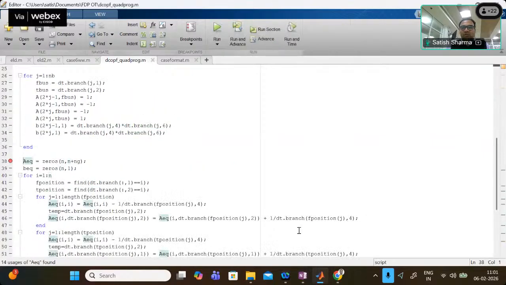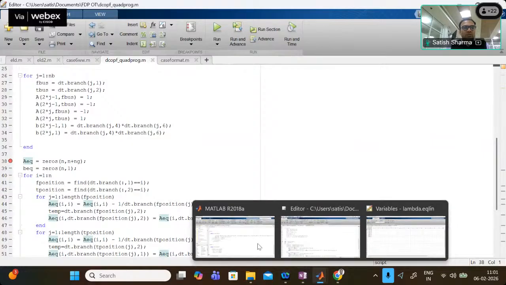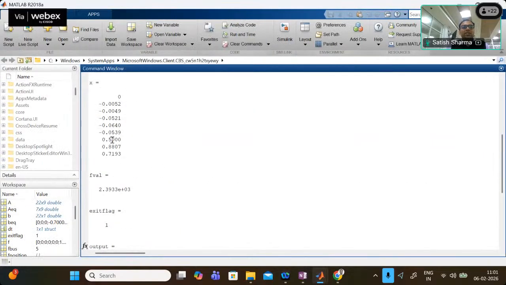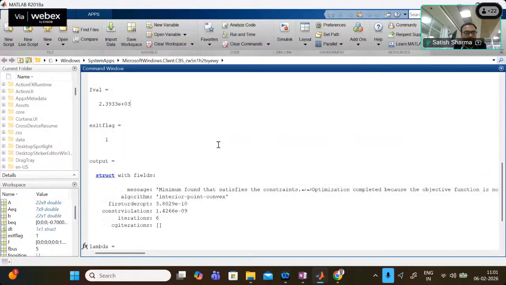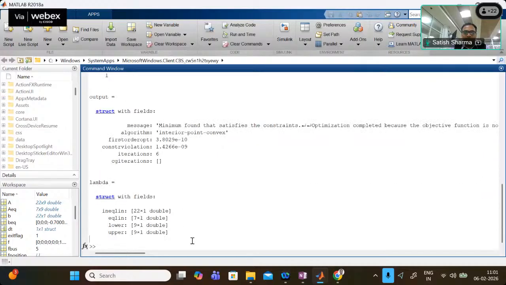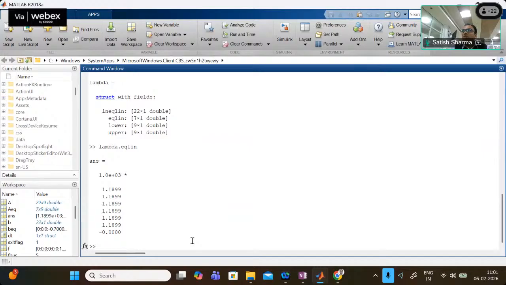If I solve it, I obtained a certain solution, and if you see the x, it is the same: 50, 88.07 and 71.93. So 50 is okay, and that is the limit. Then 88.07 and 71.93. Let me see the lambda as well. So it is lambda dot eq lim. Okay, so these are the lambdas.